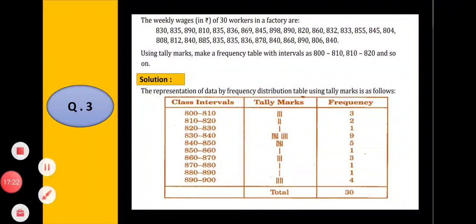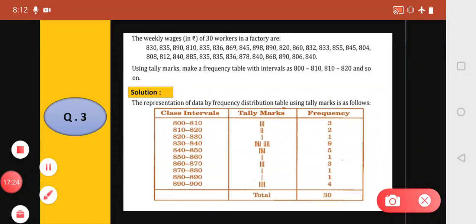Next interval, that is 850 to 860. Yes, let's check 850 to 860, and yes, there is 855.